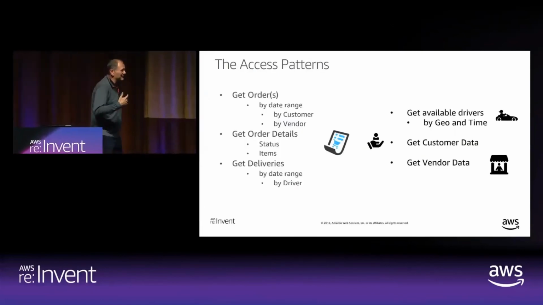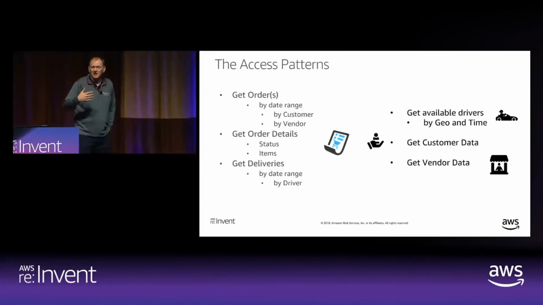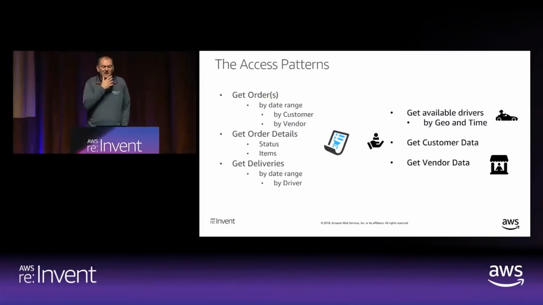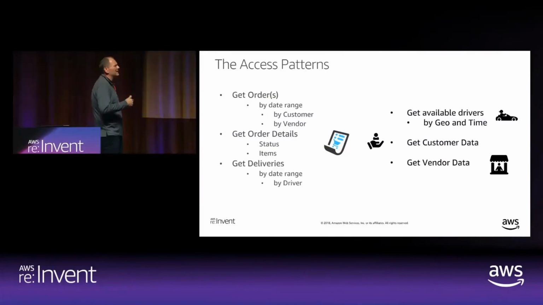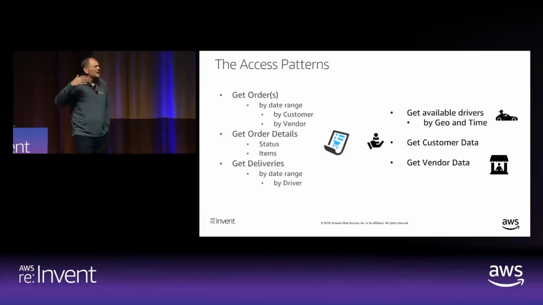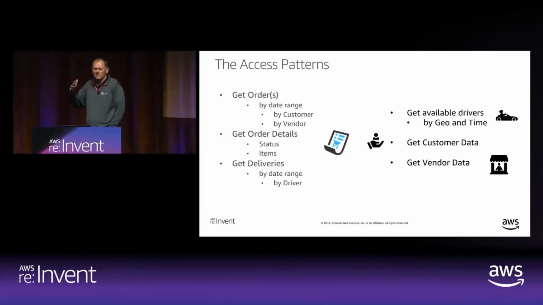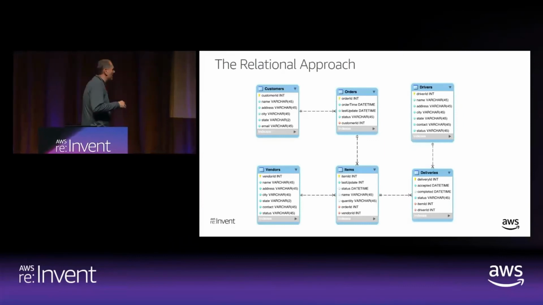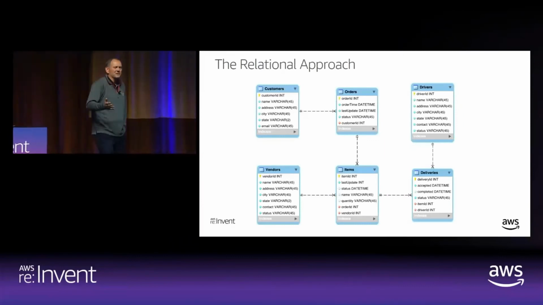We're talking about 10 or 12 different access patterns for this application. I want to get customers by date, vendors by date, orders by customer by date, and orders by vendor by date. Order details, order items, status, delivery, deliveries by drivers, driver status for scheduling. So it's a very complex set of access patterns, about 10 or 11 that we need to support in this given application. Pretty straightforward thing to do with a relational database.